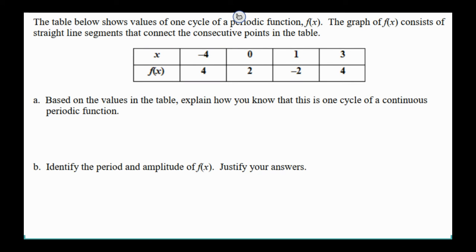Okay, so the table below shows values of one cycle of a periodic function. The graph consists of straight line segments that connect the consecutive points in the table. So based on the values in the table, explain how you know that this is one cycle of a continuous periodic function.